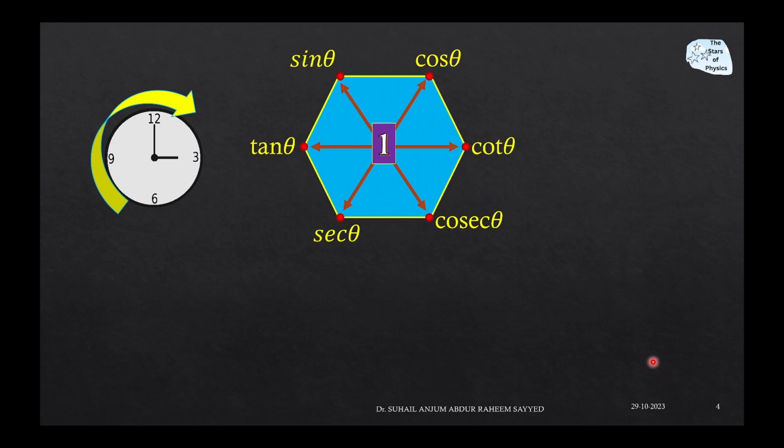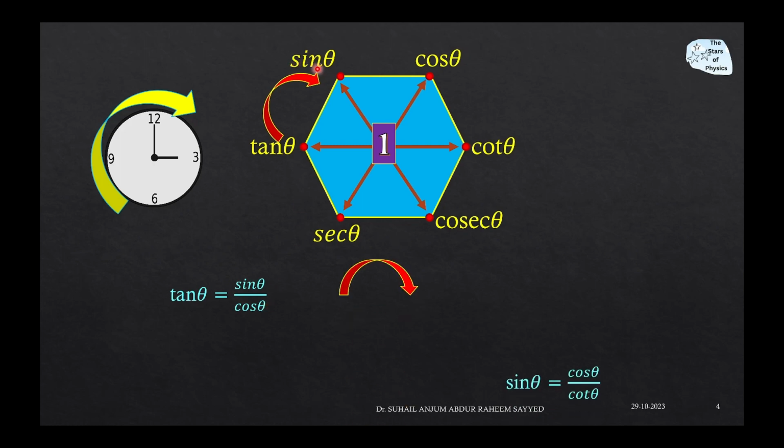Now we shall see some more trigonometric identities. So here we have to move in a clockwise direction. How the clock moves, if we move in that direction, we call it a clockwise direction. So I will start here with tan theta and go to the next one, that is sin theta, and the next one is cos theta. Then what we have here is tan theta is nothing but sin theta divided by cos of theta.